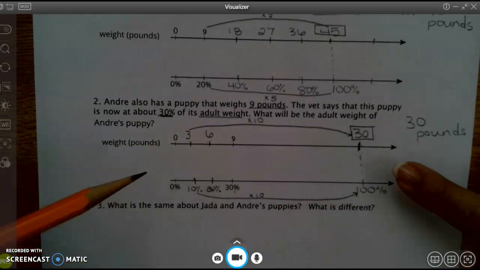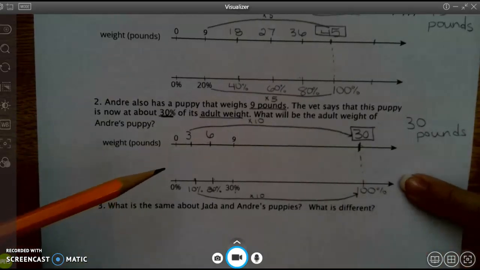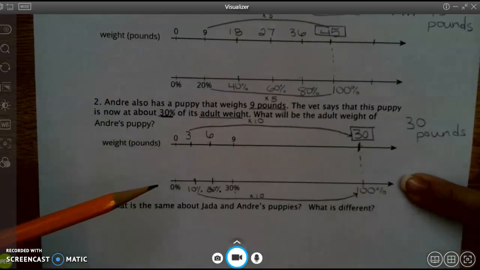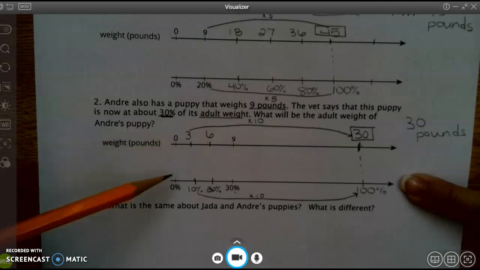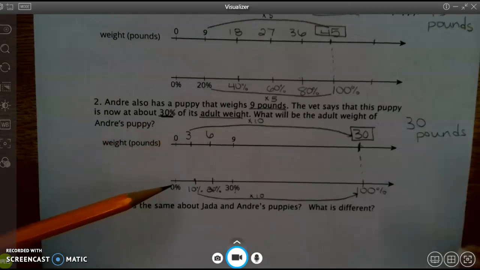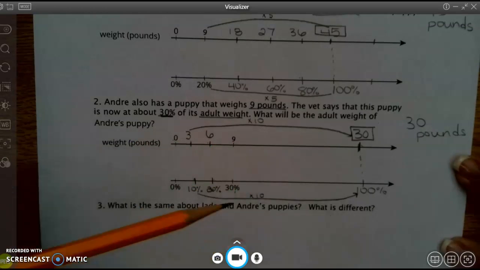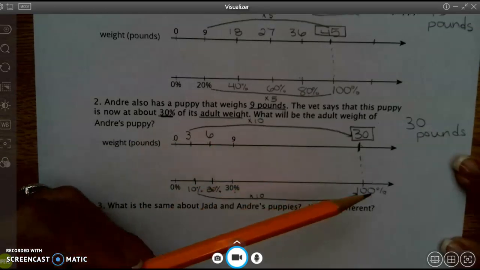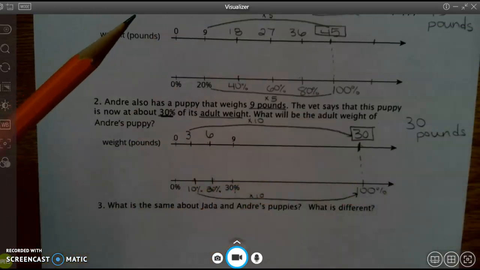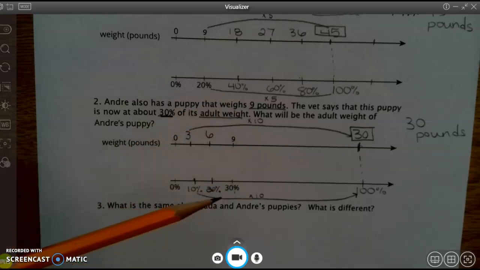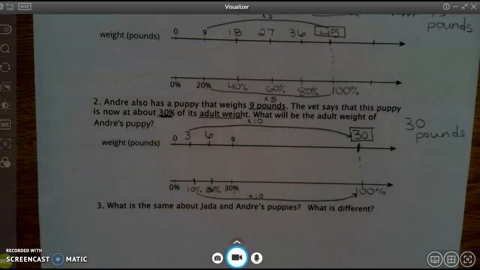So what I did here is I just used what I knew about using double number lines to show equivalent ratios, and we're doing the same thing with the percentages. I could continue this out to prove that 100% of the weight would be 30 pounds, but by knowing this strategy and the relationships of equivalent ratios, that saves me some work.